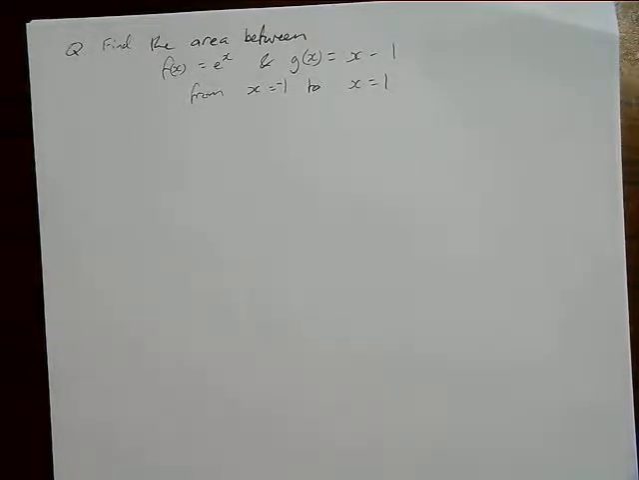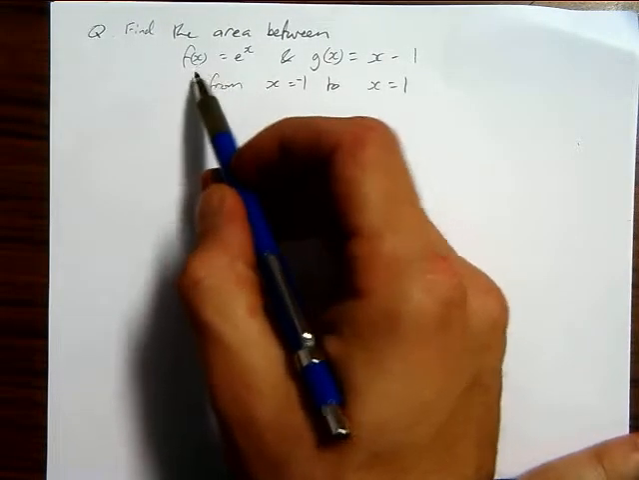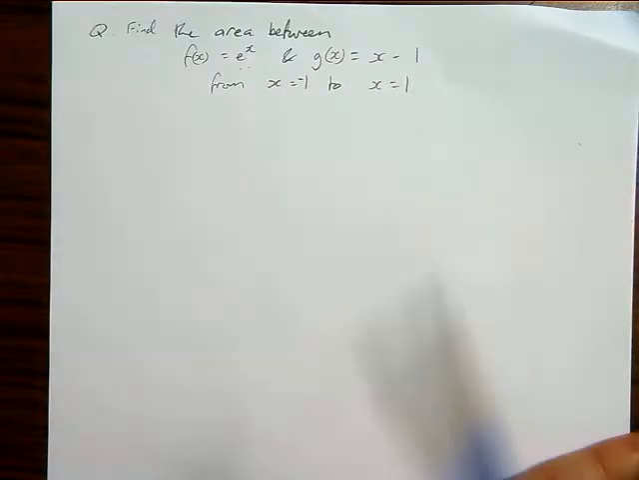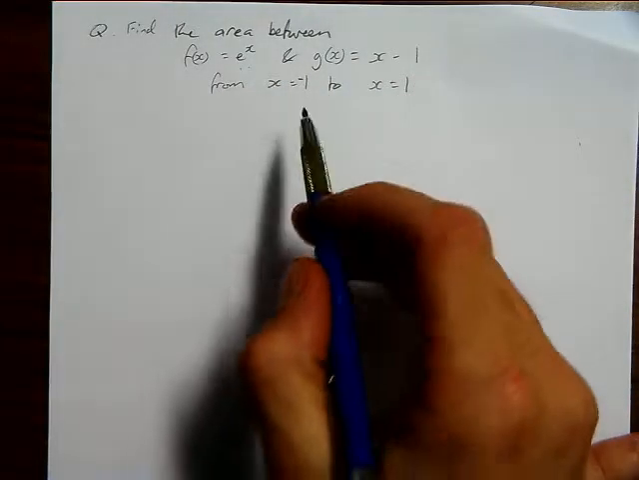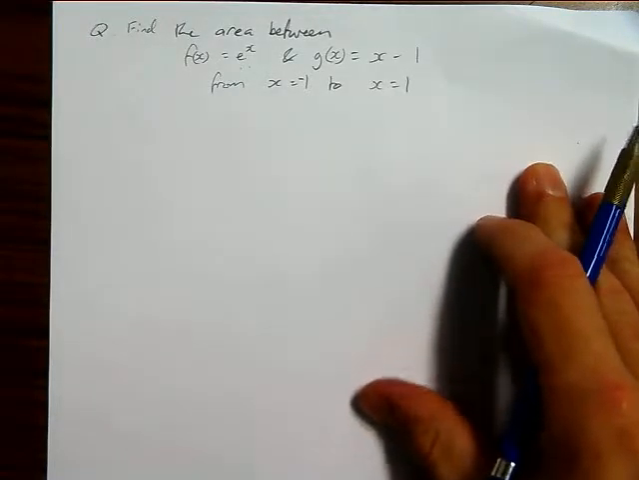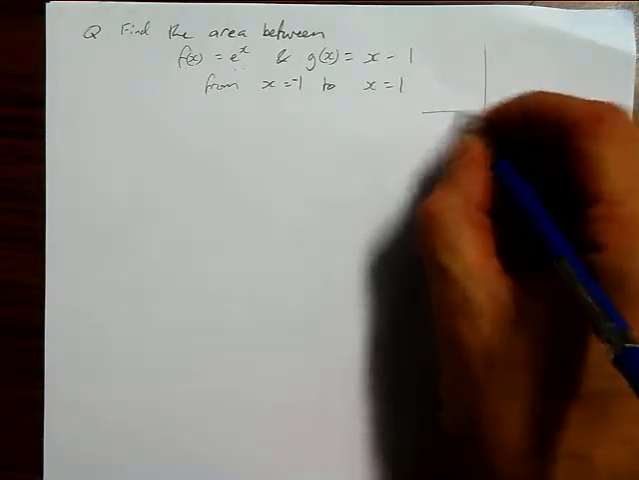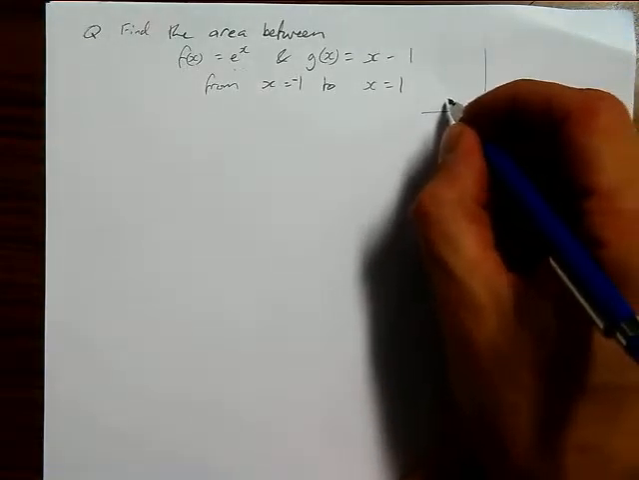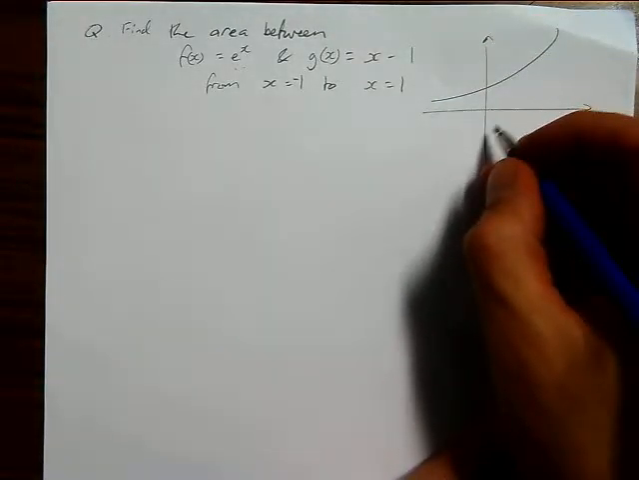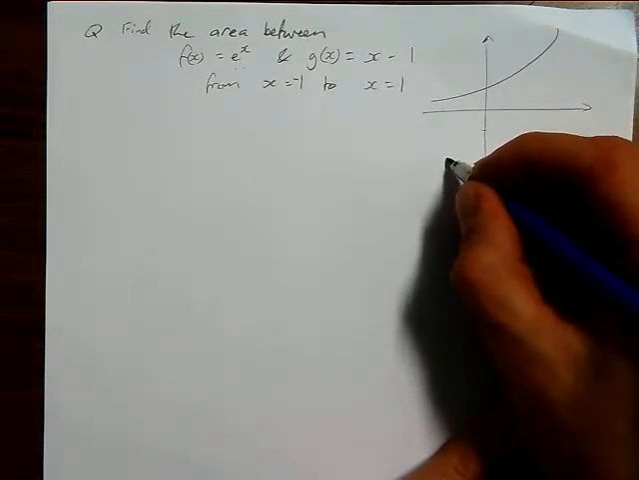Alright, so we're going to look at this question here. We're trying to find the area between the two functions f of x and g of x, e to the x and x take 1, between the bounds of -1 to 1 on x. So what that looks like is we have e to the x, which is our exponential function, which looks something like that. And we have x minus 1, that's just a linear function. It looks something like this.